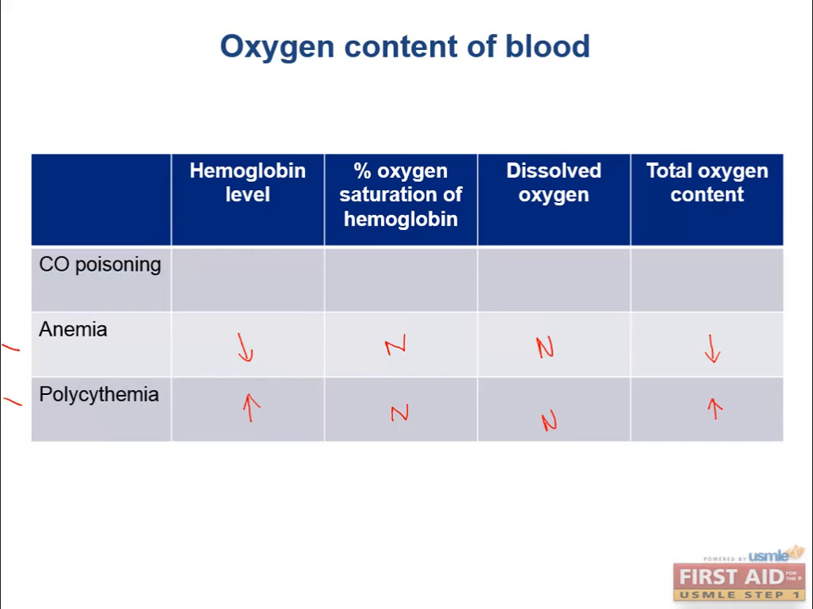So, what's different about carbon monoxide poisoning? The hemoglobin itself is directly modified. So, less oxygen actually binds each hemoglobin molecule. What do you suppose happens to the total oxygen content? It decreases. And what about the hemoglobin level? It's normal. It's just that the oxygen sites are occupied by tightly binding competing carbon monoxide. And what about the dissolved oxygen? That's normal, because the serum isn't affected.